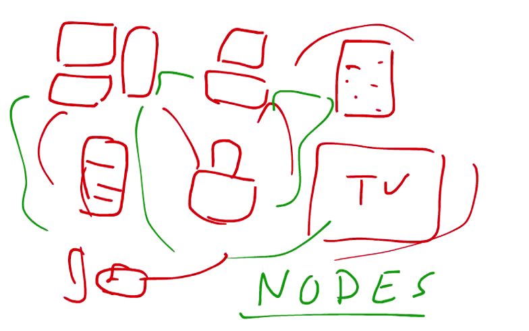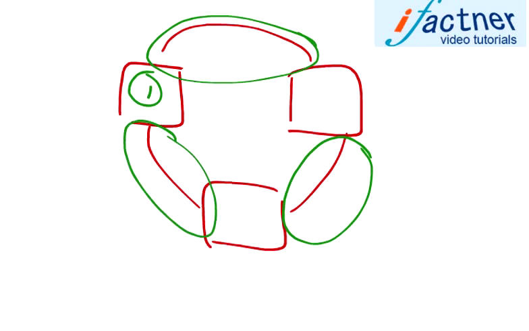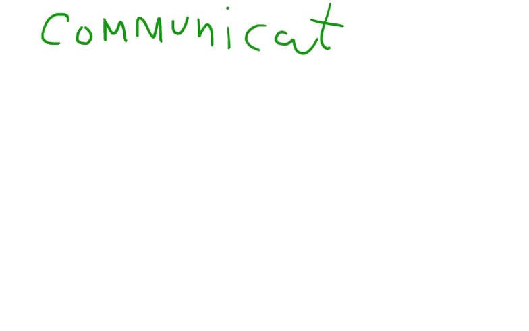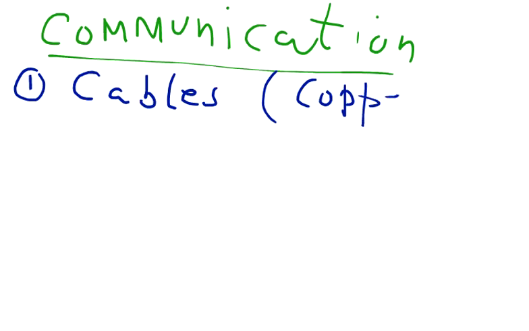So guys and girls, we need two things for computer networks: computers and some medium to join those computers. This medium is called communication medium. We can use different types of communication media to join computer networks, the most common being cables, or should I say copper cables. Networking cables are used to join computers into a network.